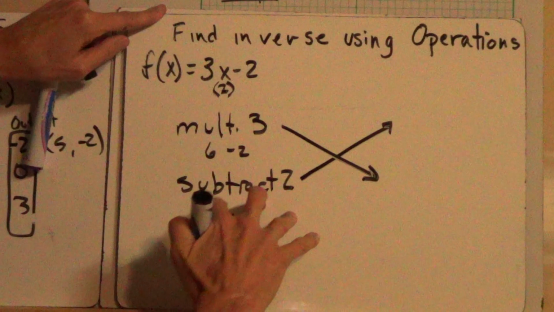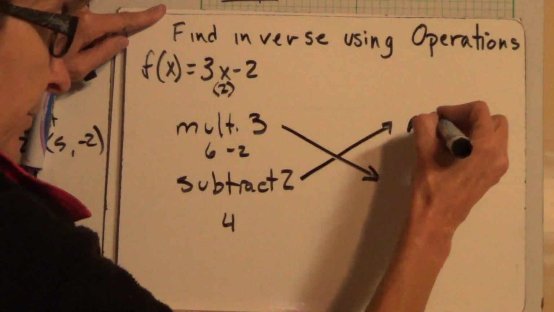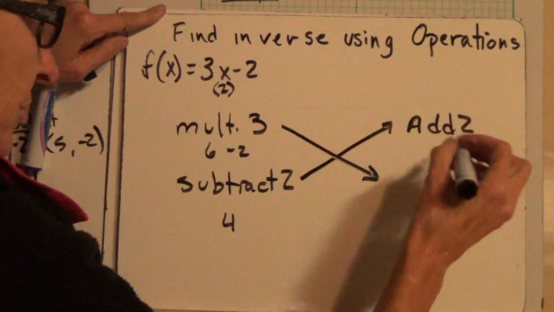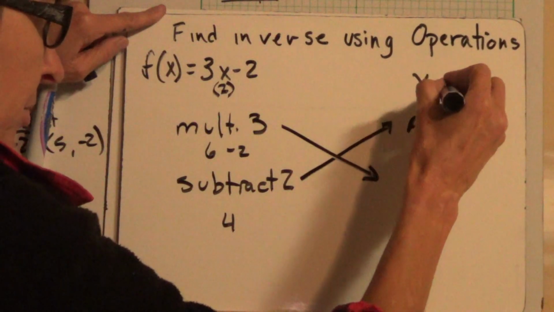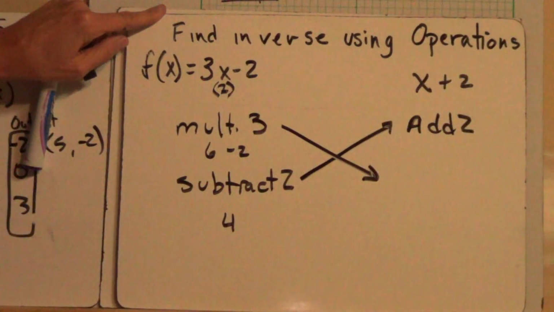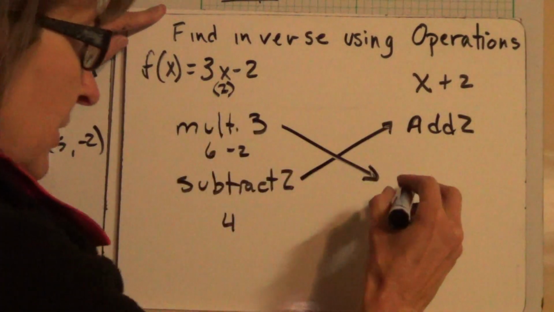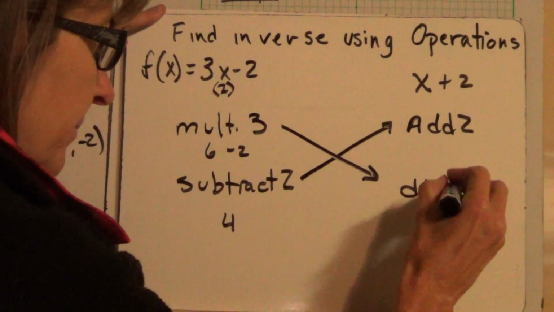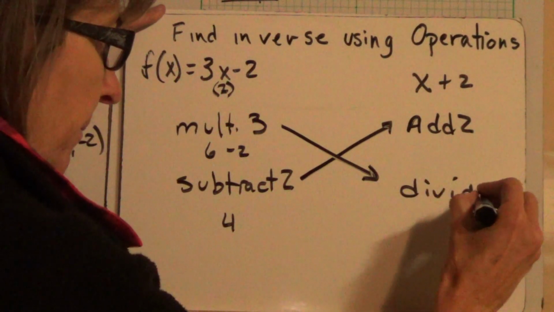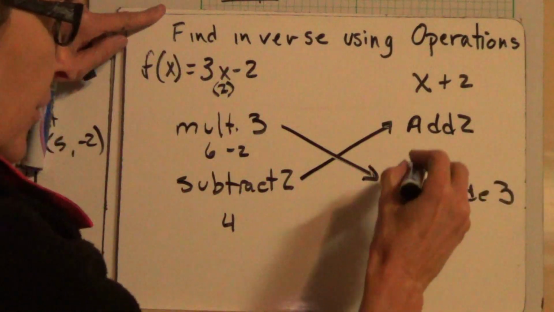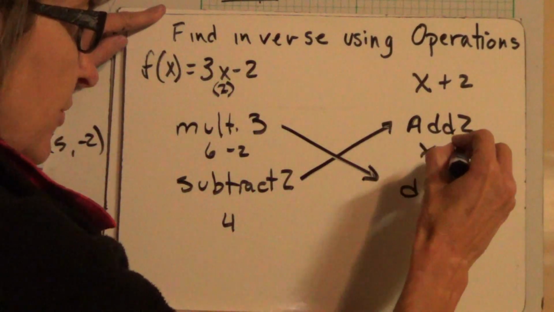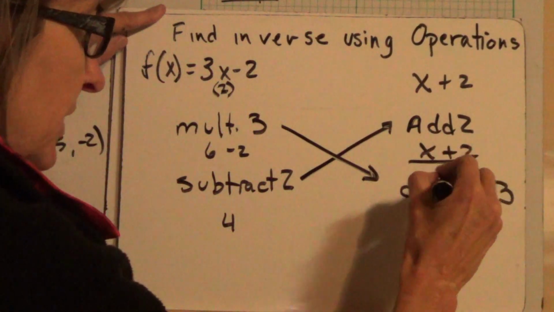So instead of subtracting 2, we're going to add 2. So we take x plus 2. Now, instead of multiplying by 3, we would divide by 3. So we would have x plus 2 divided by 3.